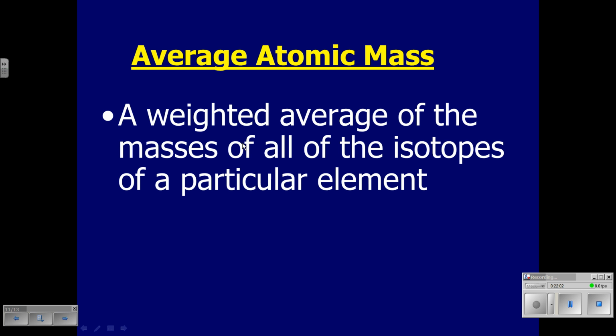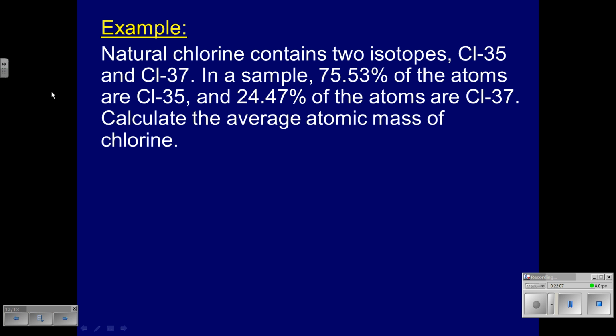Okay, so let's do some calculations here. How do we calculate what the average atomic mass is? Natural chlorine contains two isotopes, chlorine 35, with a mass of 35, and chlorine 37. There are no 36s for chlorine. And 75.53% of the atoms are chlorine 35, and 24.47% of the atoms are chlorine 37. Calculate the average atomic mass of chlorine.